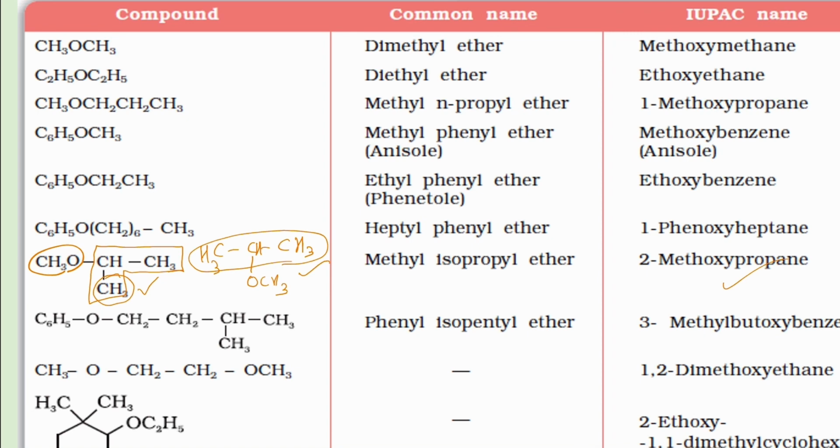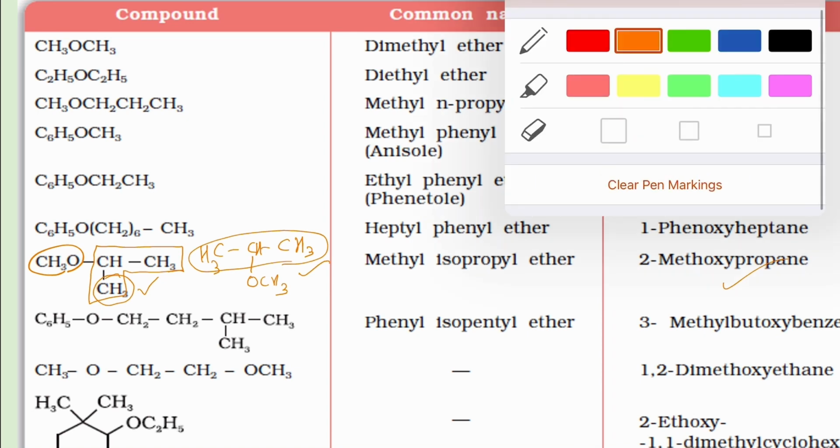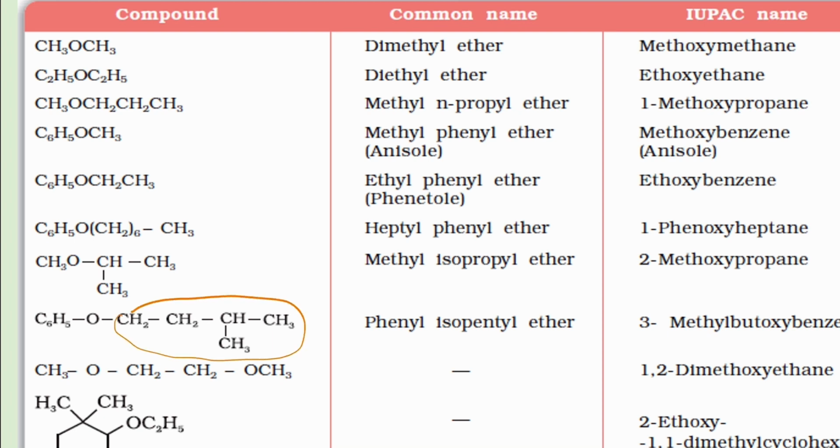Then you have the next example. This one, 1, 2, 3, 4, 5 carbons. And this is phenoxy. Now, should I call it phenoxy or should I take this as a substituent because there are only 5 carbons this side? How to decide that?